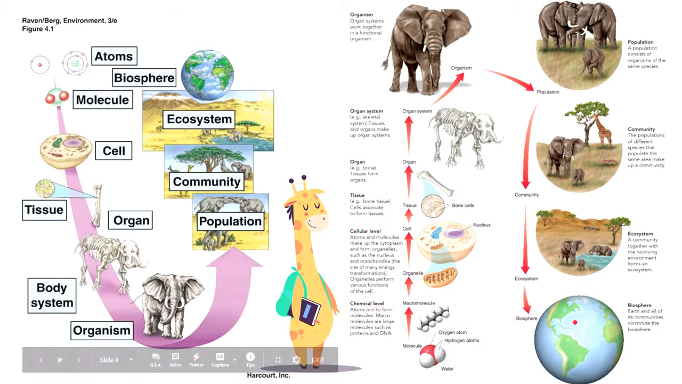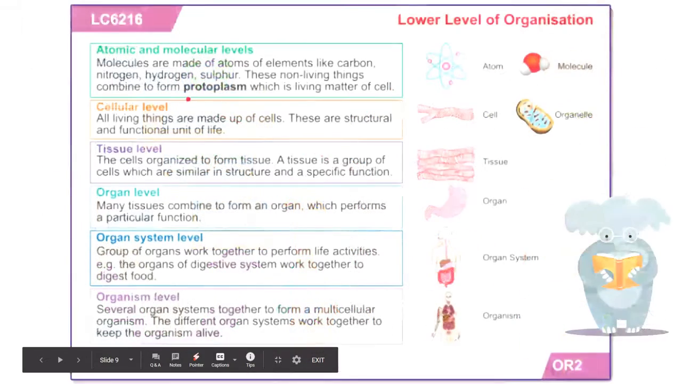Okay, so same example here. Atom, molecule, organelle, cell, tissue, organ, organism, population, community, ecosystem, and then biosphere. So these are more detailed discussions.